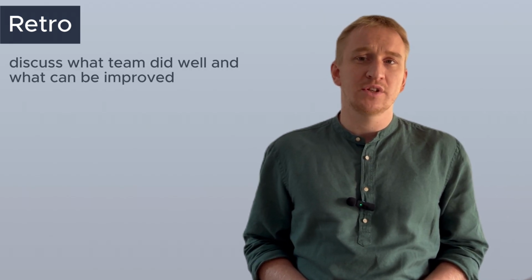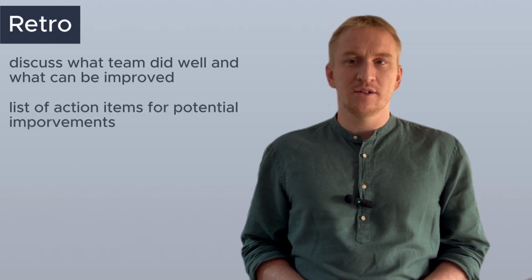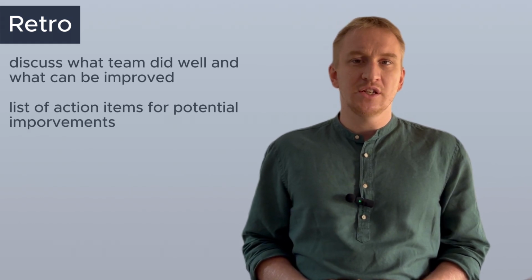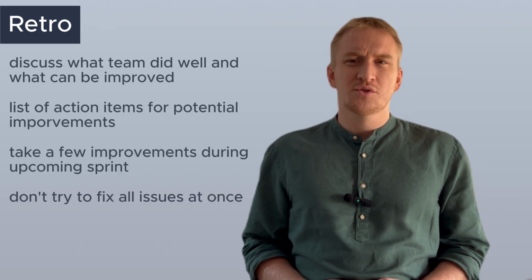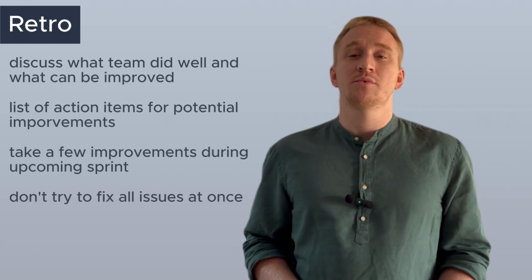And the last ceremony is retrospective, or it's usually called just retro. So what is it? It's a call that happens with all team members who took part in the delivery of work inside the sprint. And it's a time to talk about what the team did well during sprints and what can be improved. After the call, you should have a list of action items, what can be improved with the next sprints. And the main goal of the retro is to take one or two of them and try to fix them with the next sprint. Don't try to fix all problems at once. It's better to fix one by one during upcoming sprints.